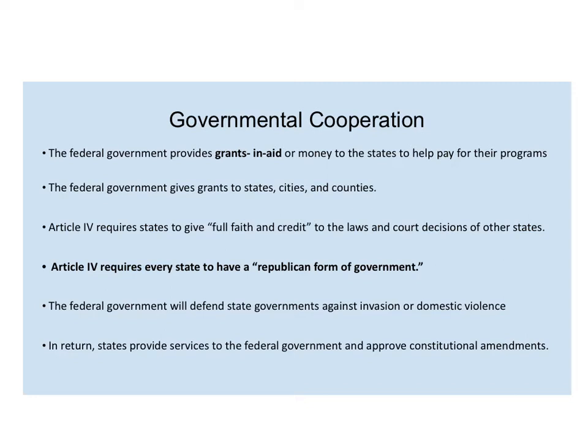Article 4 requires states to give full faith and credit to the laws and court decisions of other states. Article 4 requires every state to have a Republican form of government. The federal government will defend state governments against invasion or domestic violence. In return, state governments provide services to the federal government and approve constitutional amendments.